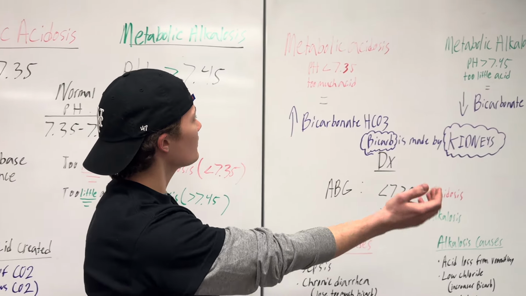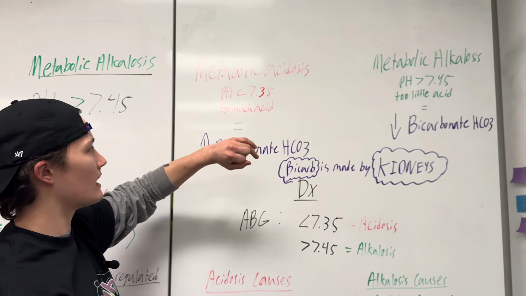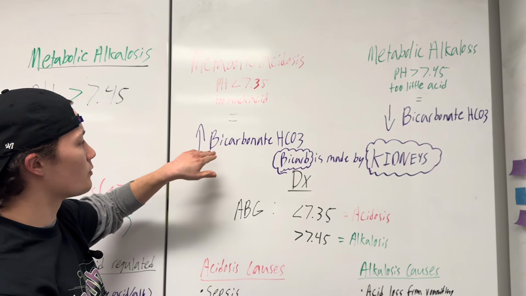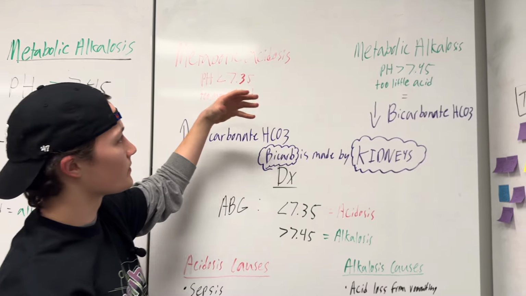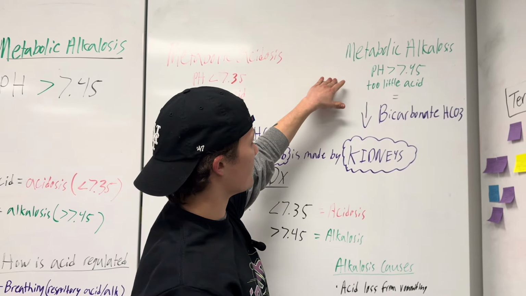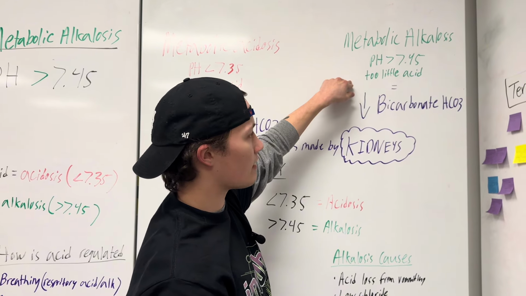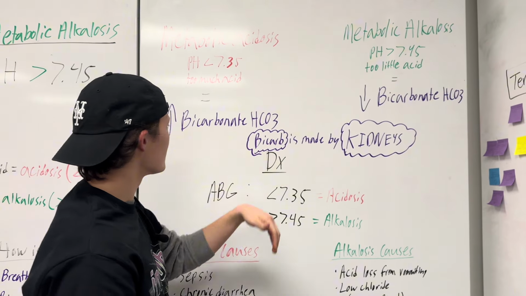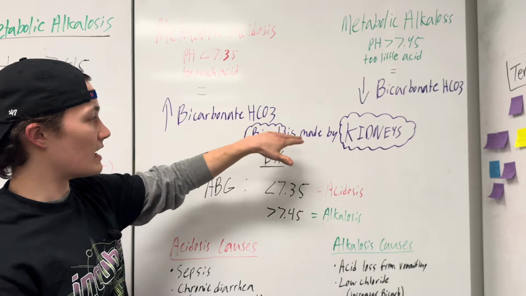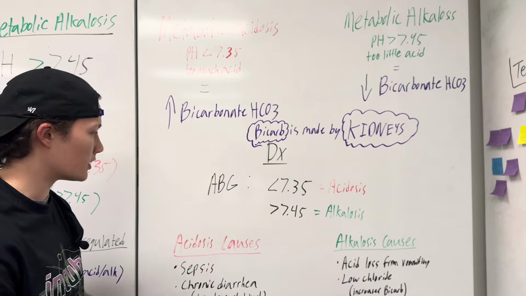So coming over here, when we have metabolic acidosis and our pH is below that 7.35 level, we have too much acid. That means that we need more bicarbonate to regulate our acid levels. When we have metabolic alkalosis, on the other hand, the pH is too high, above 7.45. We don't have enough acid. That means that our bicarbonate levels are going to be a little bit lower. Bicarbonate is made by the kidneys. Kidneys play a vital role, and we'll get into that in the PT implications.